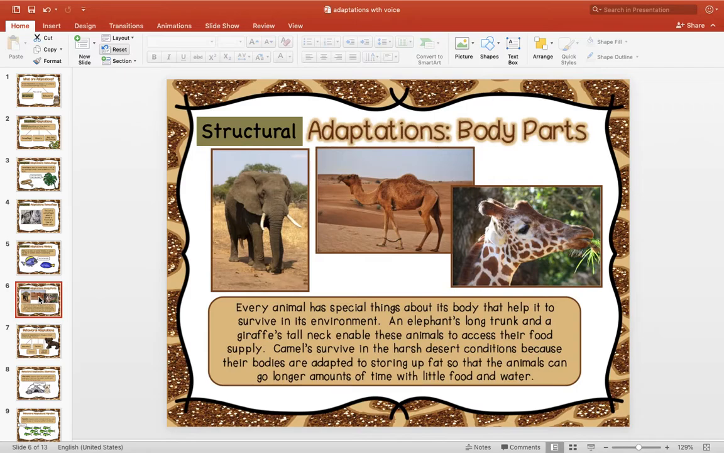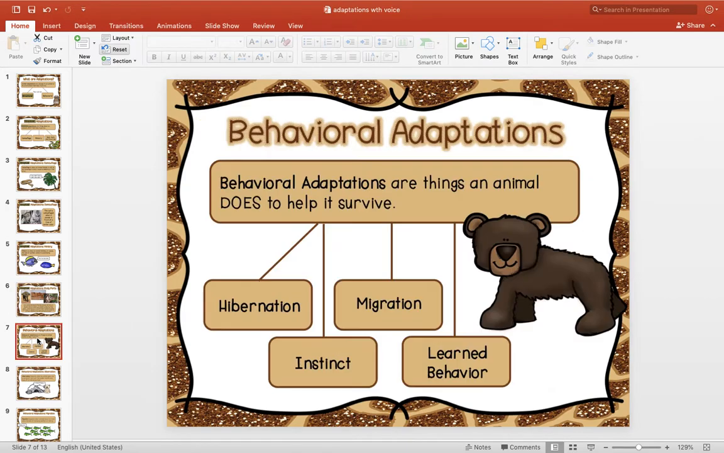Another structural adaptation is an animal's body part. Every animal has specific things about its body that help it to survive in its environment. An elephant's long trunk and a giraffe's tall neck enable these animals to access their food supply from high up within the trees. Camels survive in the harsh desert conditions because their bodies are adapted to storing up fat so that the animals can go longer amounts of time with no or little food or water.